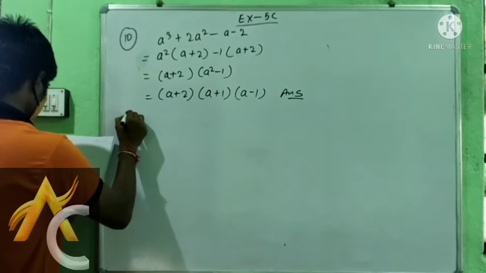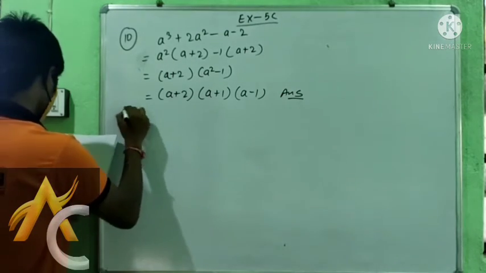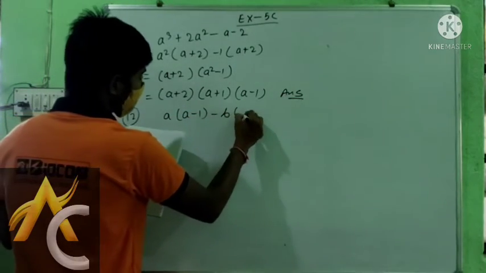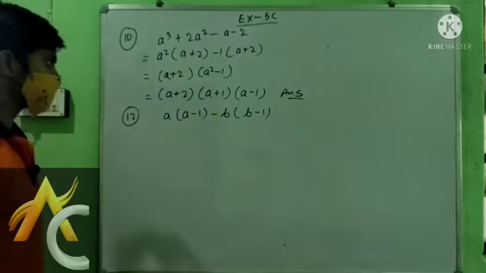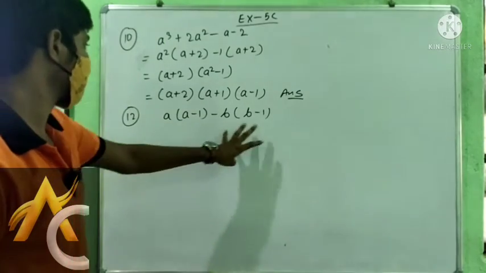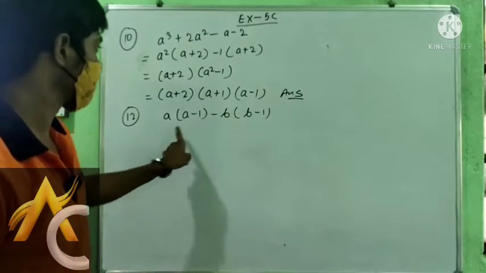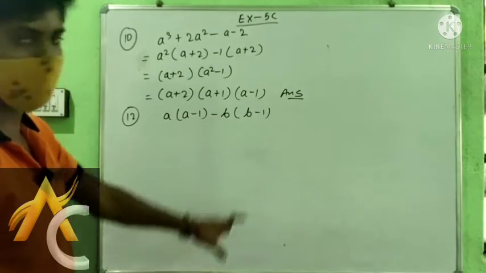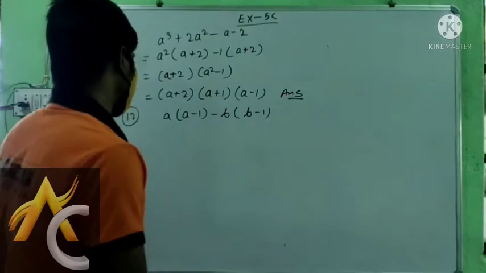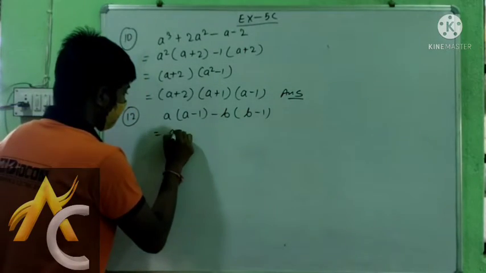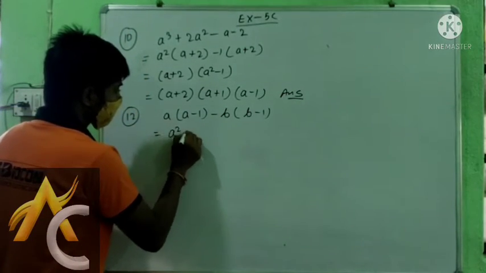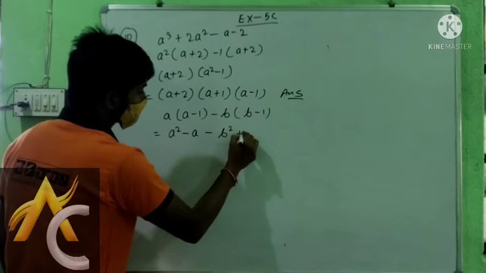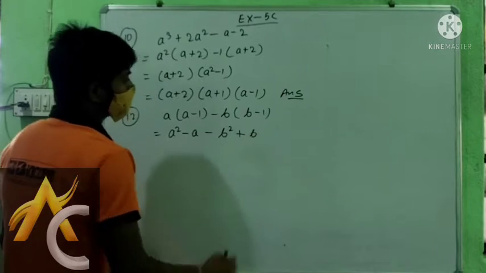Now question number 12. Question number 12 is a into a minus 1 minus b into b minus 1. In this question there is no common between these two terms, so we will expand it and then solve it. Hence it will be a square minus a, minus b square plus b.